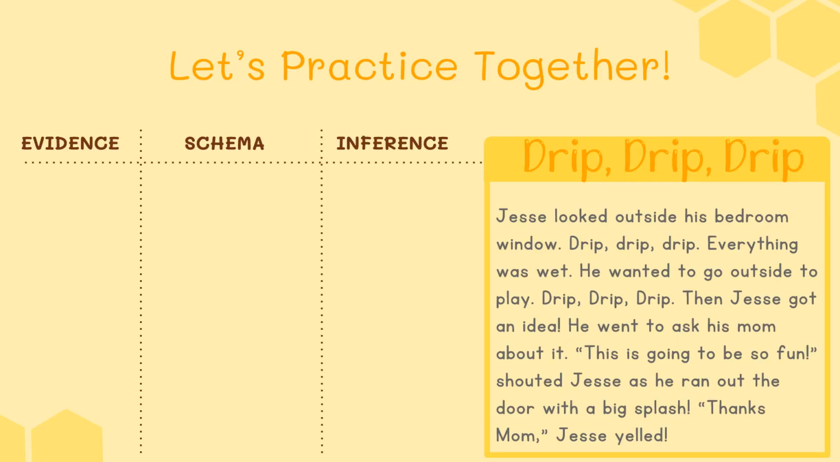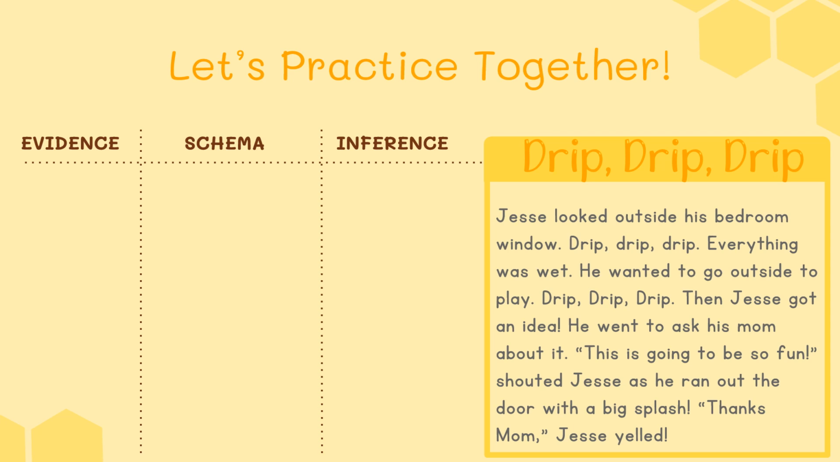So now that we've practiced making an inference using a picture and we know why readers make inferences, let's read this small paragraph together and see if you can help me find some evidence in the paragraph, and then let's see if you can make an inference all by yourself using just the story. So let's read this story. It's called Drip, Drip, Drip.